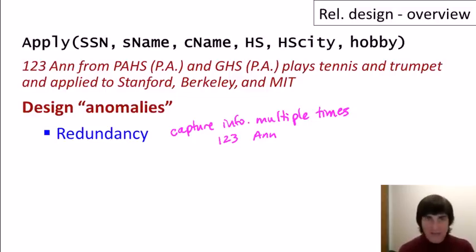How many times do we capture that Anne went to Palo Alto High School? We're going to capture that 6 times. And we're going to capture the fact that she plays tennis 6 times. And we're going to capture the fact that she applied to MIT 4 times. So for each piece of information, in fact, we're capturing it many, many times. So that doesn't seem like a good feature of a design.